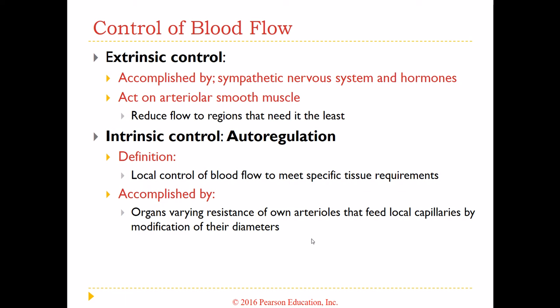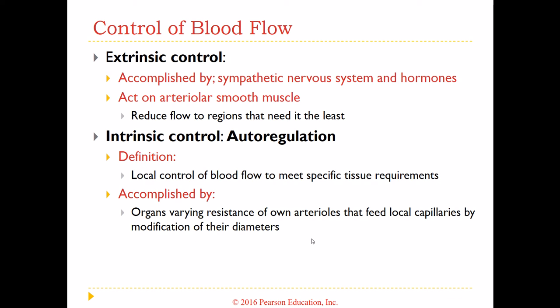And all of the hormones that we've talked about, the aldosterone and ADH and angiotensin, ANP, all of these hormones act on the smooth muscle in the arterioles, in the walls, and it really is about getting the blood flow to the areas that need it the most, and directing it away from the areas that need it the least.